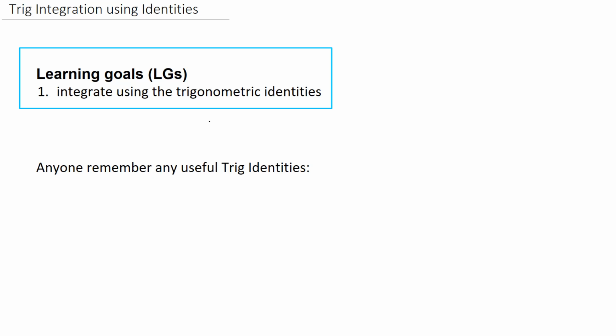Trig integration using trig identities. Does anyone remember any trig identities? Yeah, the one you should all know, sine squared theta plus cos squared theta equals 1. Very good. There's a whole bunch of them.